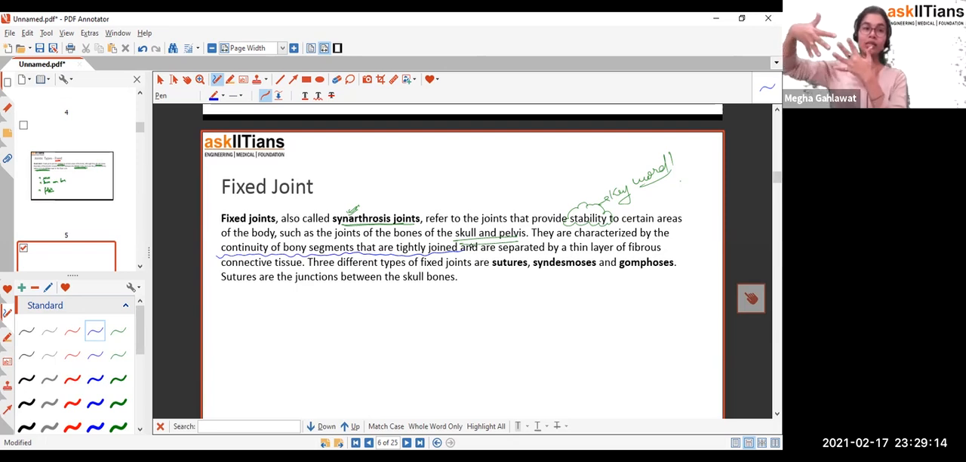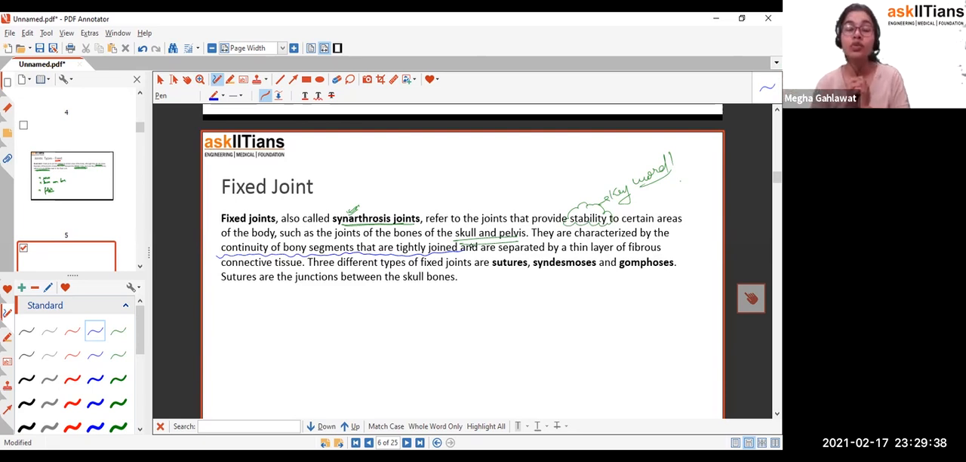If you see my hands, one bone is fixed into another bone like this, and there is the proper continuation of the structure. That is what it means, that there's a continuity of the bone segments. They're separated by just a thin layer of fibrous connective tissue, in this case cartilage. Cartilage is the kind of connective tissue which is present between the bones right here.